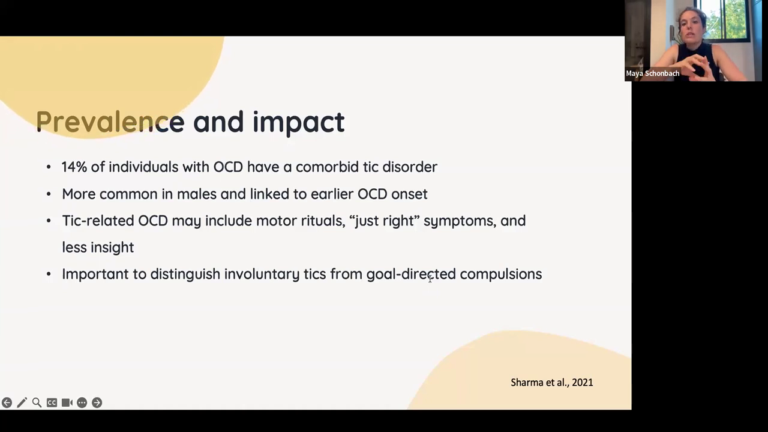And like I said, again, it's really important to clinically distinguish between involuntary tics, like blinking, for example, non-goal directed movements or sounds, from the compulsions, where they're more intentional, goal directed, with the goal being to reduce the distress or to prevent something bad from happening.